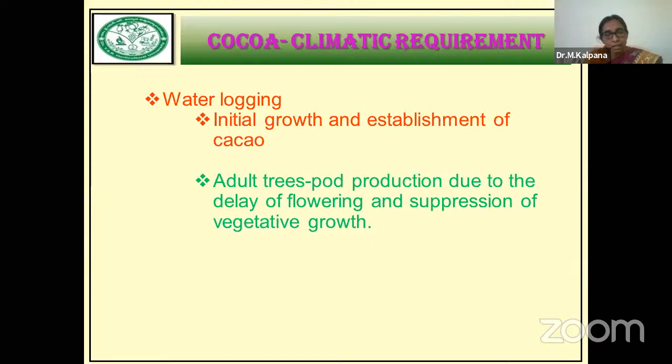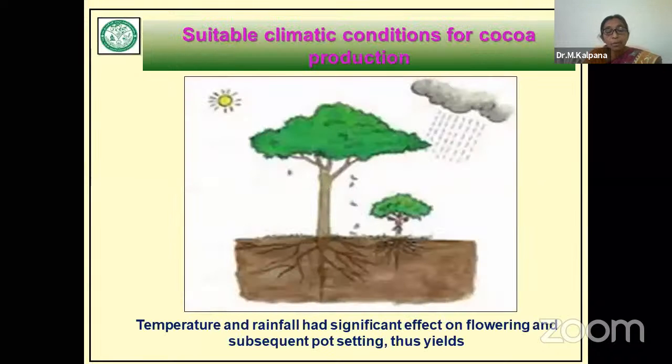During the rainy season, if there are waterlogged conditions in the initial stage of establishment of the crop, the growth will be hindered, and if the waterlogged conditions prolong, there will be a death of the seedlings. In the adult stage also, when there are waterlogged conditions, there will be a drop of the flower, a delay in flowering, and suppression of the vegetative growth will be seen. So temperature and rainfall have a very significant effect on flowering and subsequent pod setting, and thus yields.